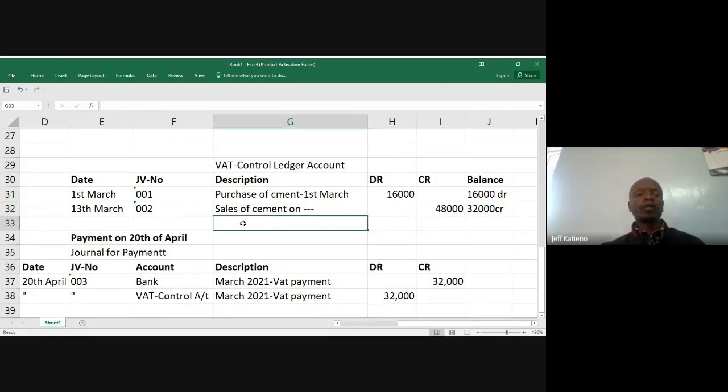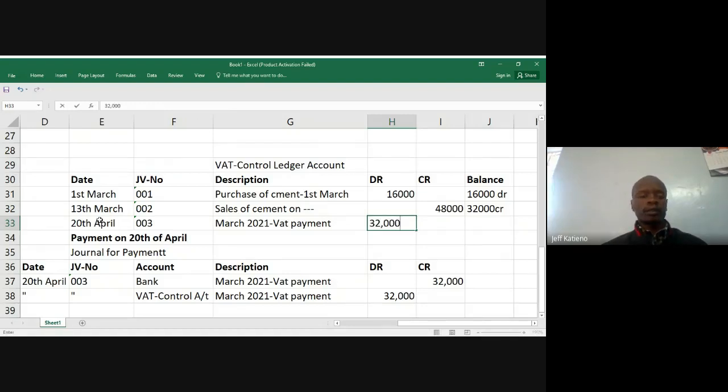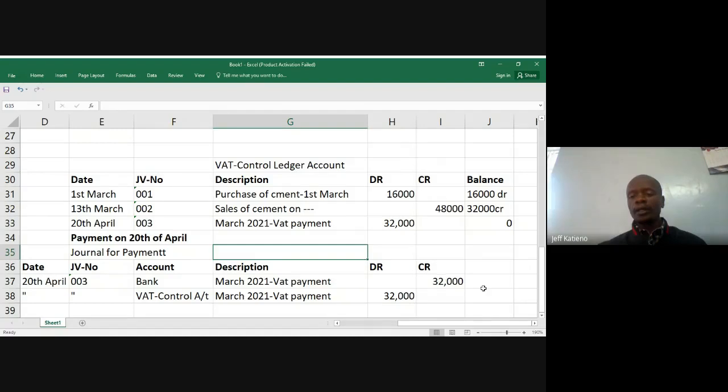So when you come here, of course, you will reflect that journal which was on 20th April, 003. The description will be March 2021 VAT payment, and then it will be 32,000. And then the balance here will be nil, 0.00. So that is how VAT accounting entails.